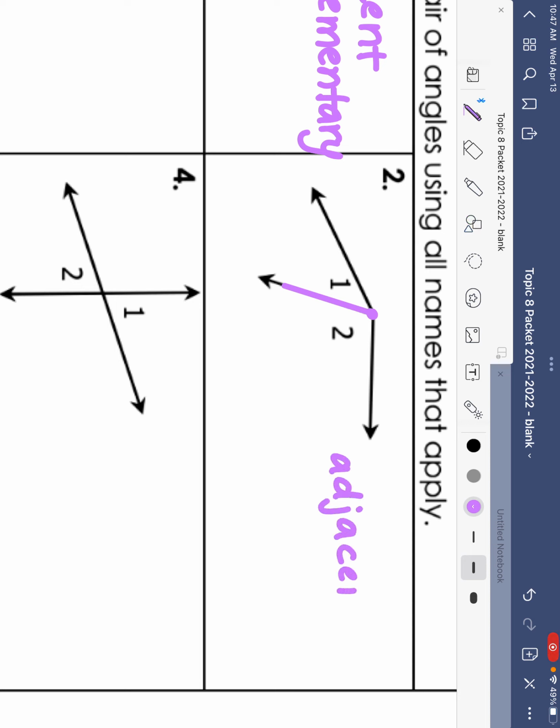Now number 3, we are talking about this angle right here, angle 1, and this angle right here, angle 2. What I know about them is that they share this common corner point here, and they share this common side right there. So I know that they are adjacent. Now I can also tell pretty easily that they make this straight line right there. So because they make a straight line, I know they add up to 180 degrees. So that means that they are supplementary.